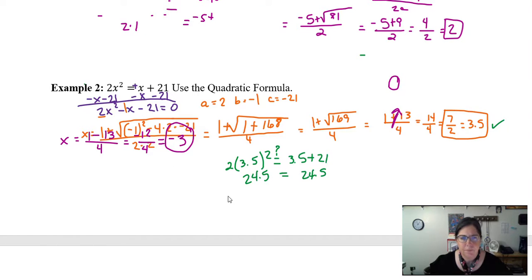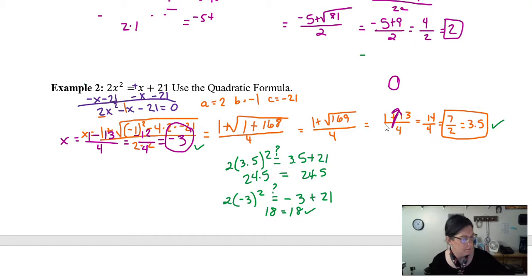Just do it again. We do it with negative 3. 2 times negative 3 squared. Is that equal to negative 3 plus 21? So negative 3 squared is 9. 9 times 2 is 18. And negative 3 plus 21 is 18, so it does also check. So those are my two answers, negative 3 and 3.5. Okay, so it doesn't matter if you do it with it equal to 0 or if you do it prior to being equal to 0. You still want to make sure that the left-hand side is equal to the right-hand side.